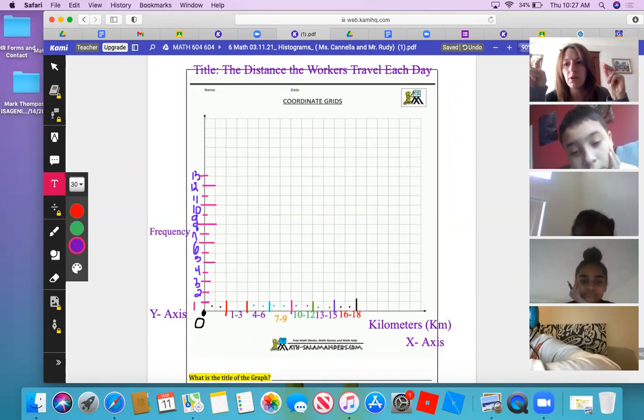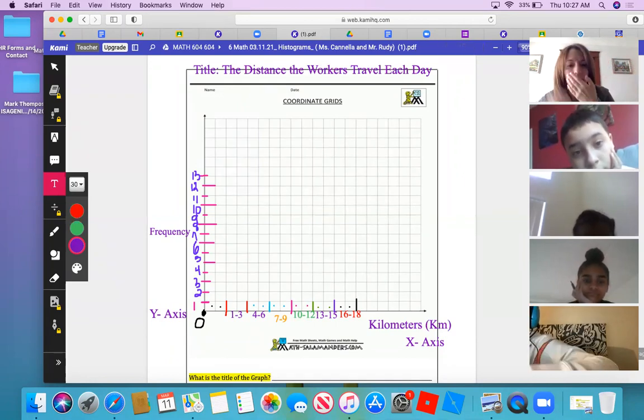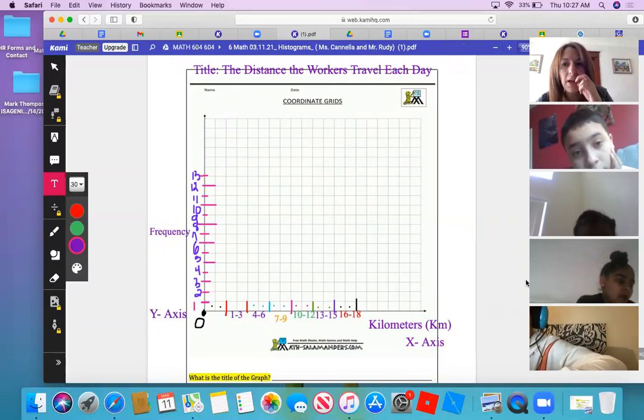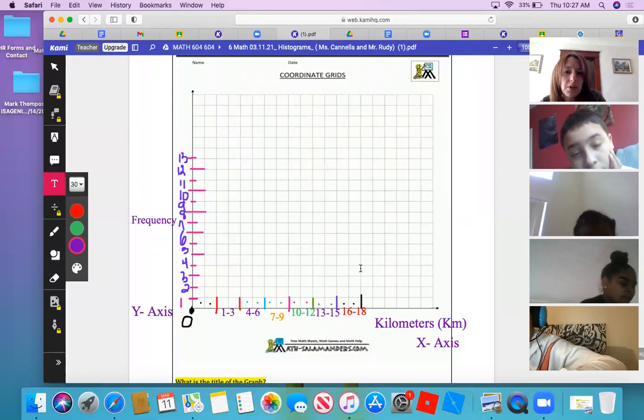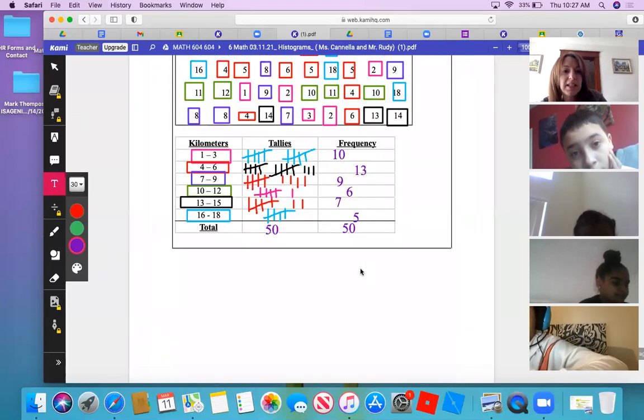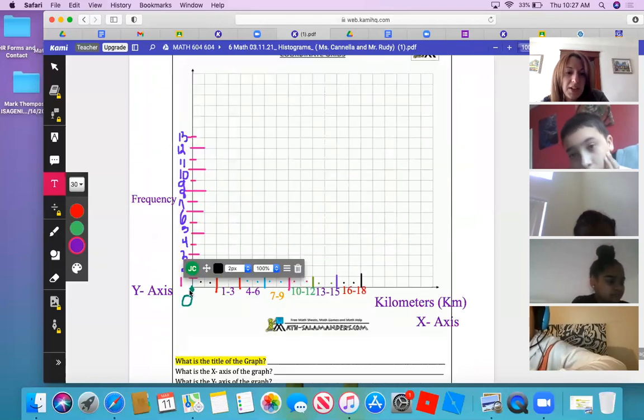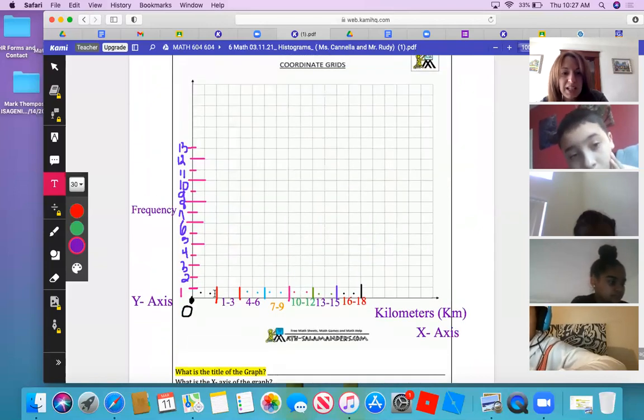It's called interval. Interval is your number scale. That is how you're going to count on your x-axis. So if you see here on my model that I provided for you, these numbers came from my frequency tally. It says kilometers 1 to 3. So I'm going to make sure I start at 0. That's where every graph starts. And if I skip 2 boxes between 0 and 1, I got to be consistent. So I go 0, skip, skip, 1 to 3.